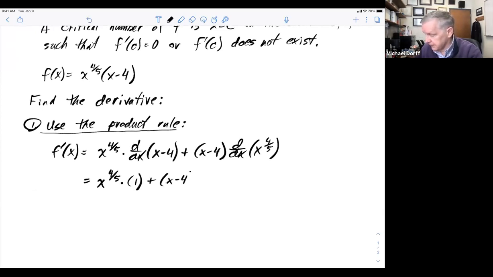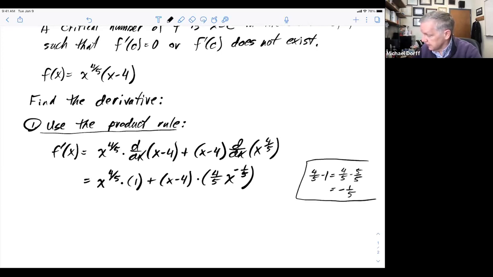And then I have the second term. Now the derivative of x to the 4/5 by the power rule is 4/5 x to the negative 1/5. Remember, I take 4/5 and subtract 1 from it. So, just doing this off to the side, 4/5 minus 1 equals 4/5 minus 5/5, which equals negative 1/5. Okay, that's how we get this exponent right there.